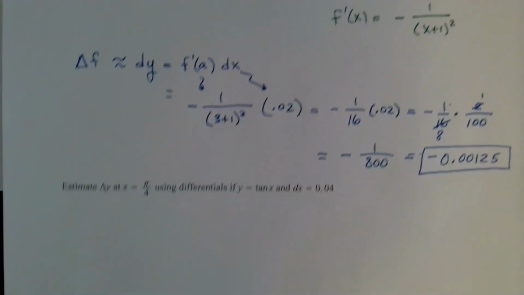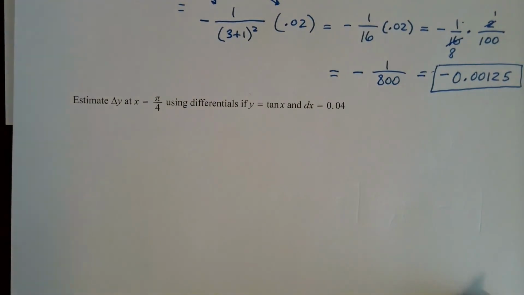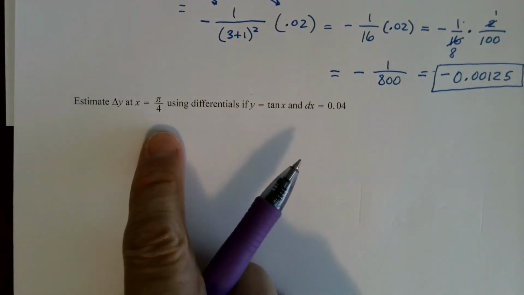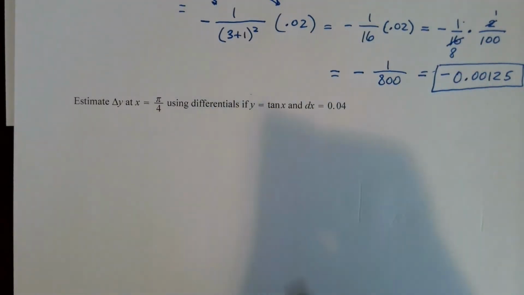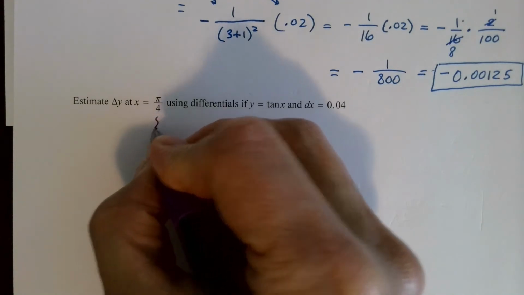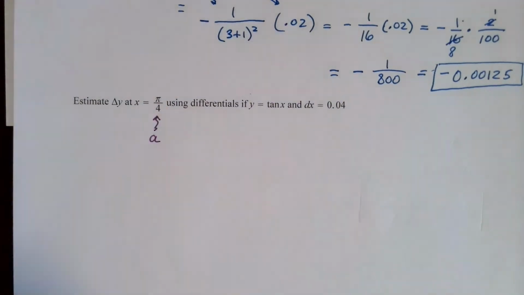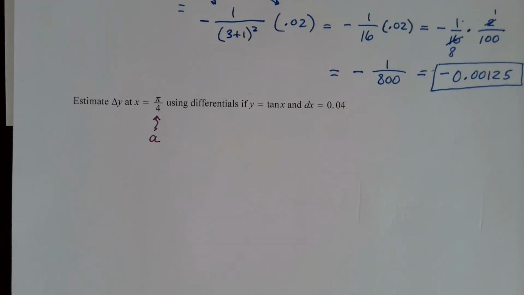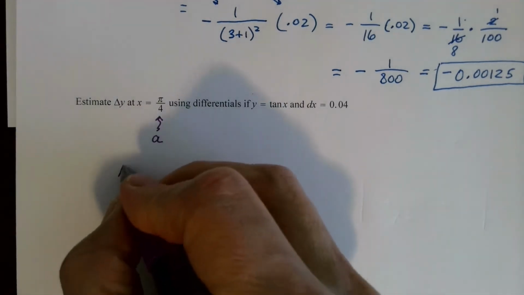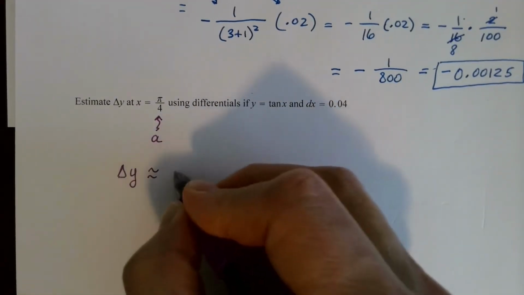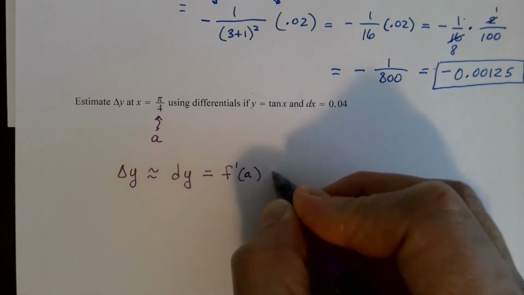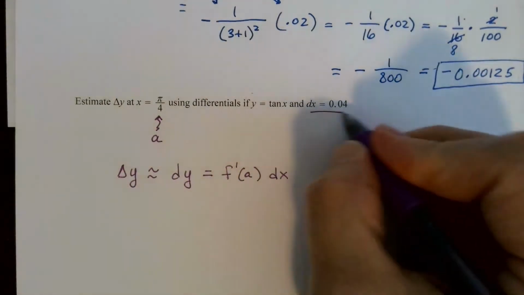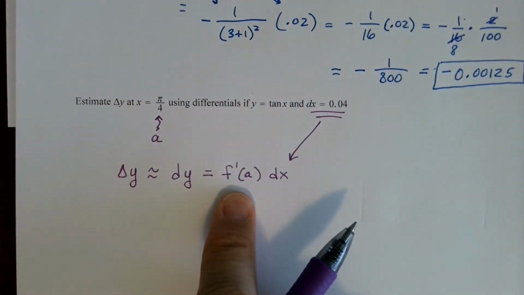All right, let's do another example. Let's estimate delta y at x equal pi over 4 using differentials if y is tangent x and dx is 0.04. So just looking at different ways that these problems could be worded. So notice this is the point of tangency, if you will, at x equal pi over 4. So that's our value of a. And remember that delta y can be approximated as the differential dy, which is f prime of a times dx. Now I've got dx right there. I need f prime of a.